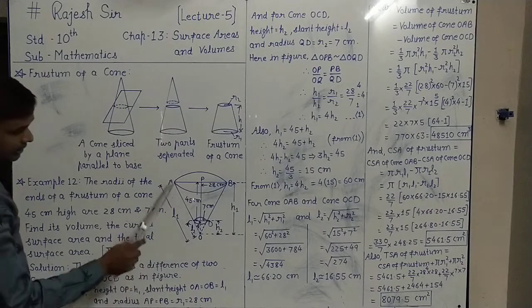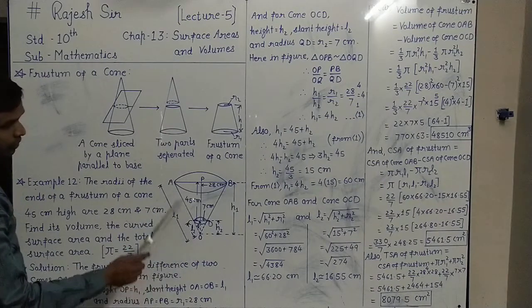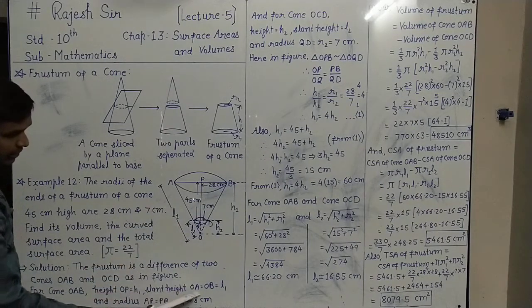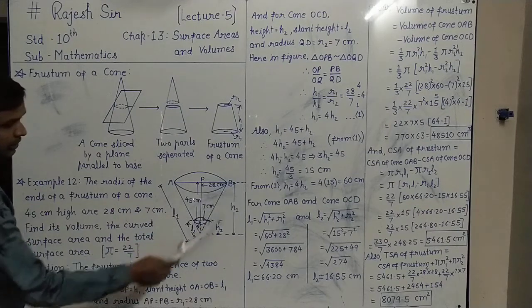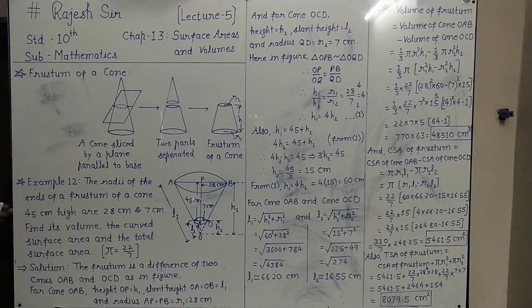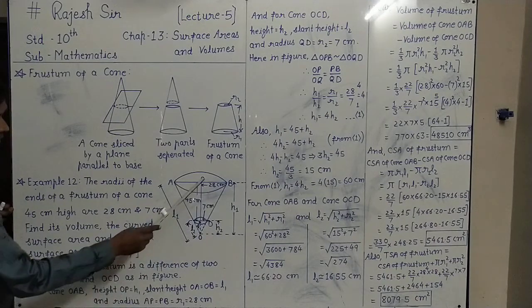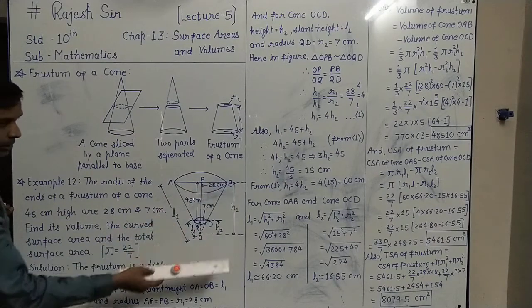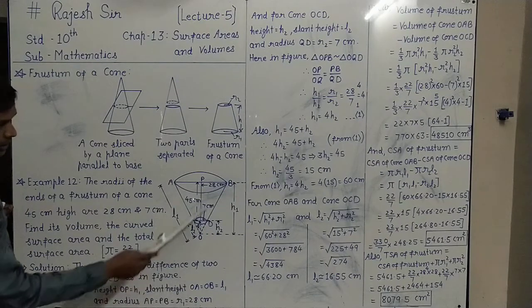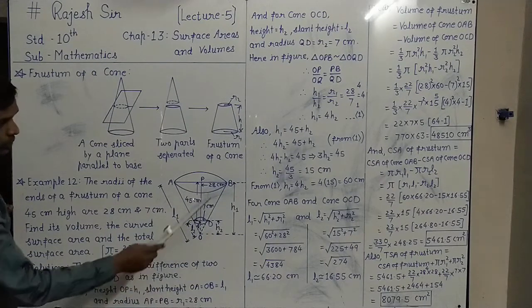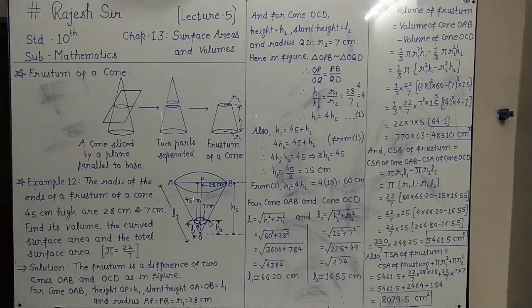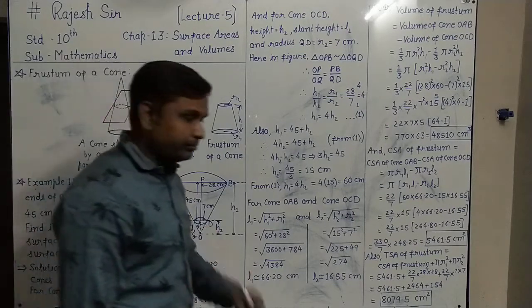And the slant height, this way the slant height of the full cone OAB is L1 that we have considered, that is OA and OB equals L1. And the radius of this full, big cone is AP and PB, these are the radius, and it is denoted as R1 and it is 28 cm given for the big cone OAB.